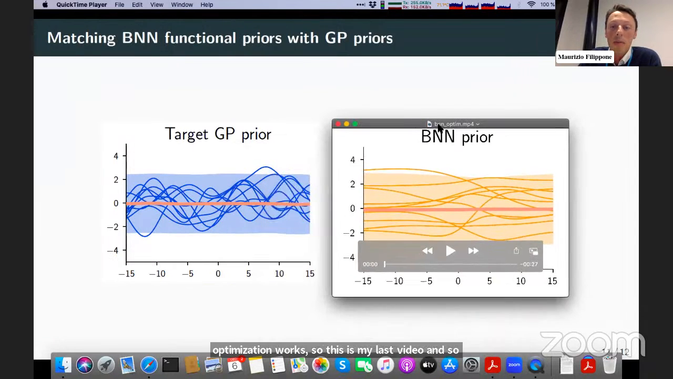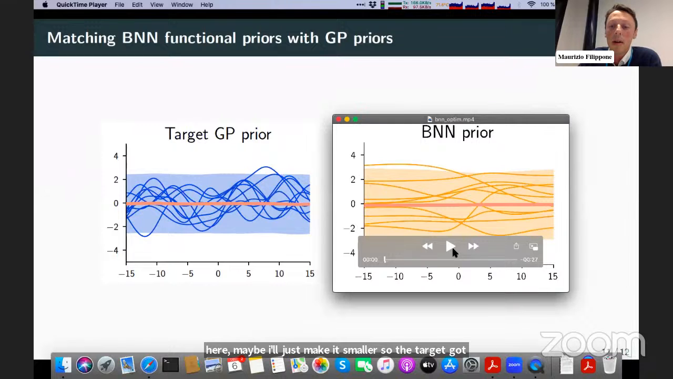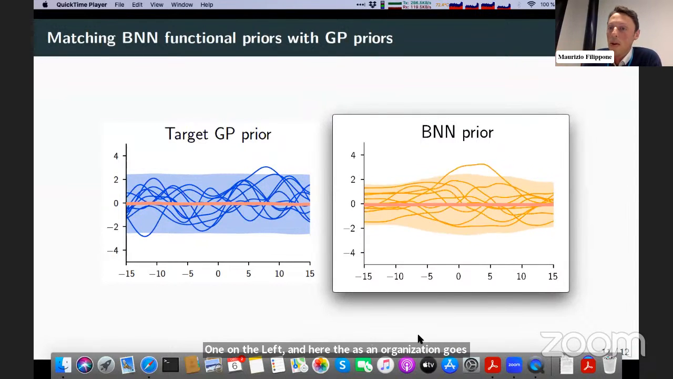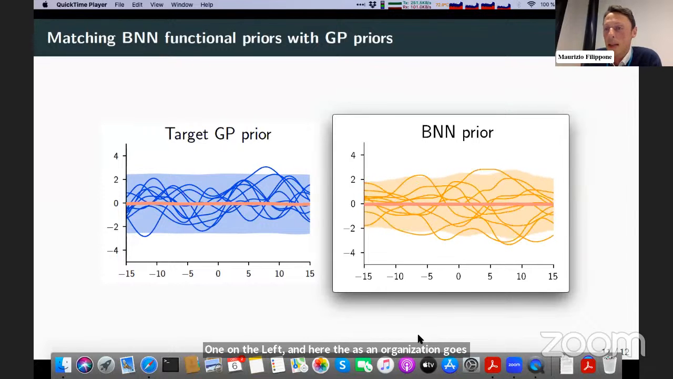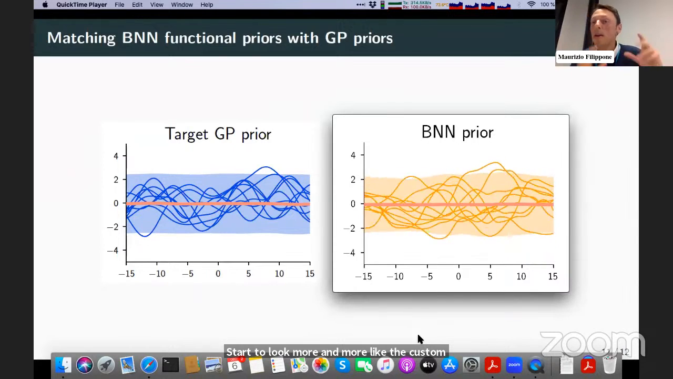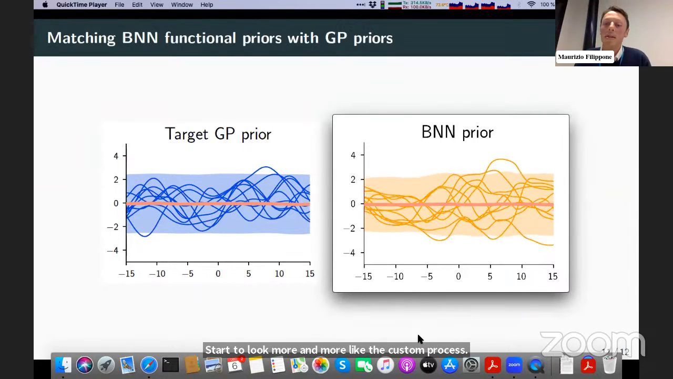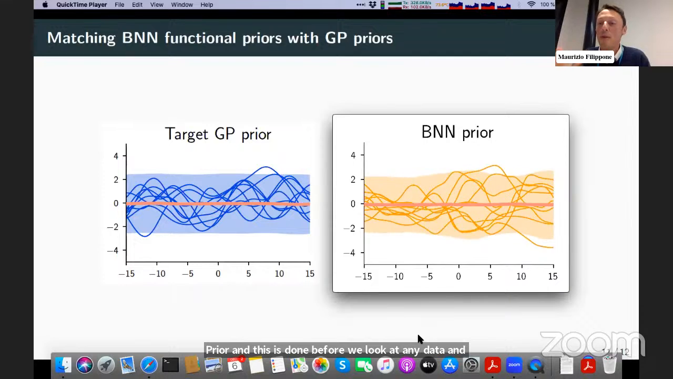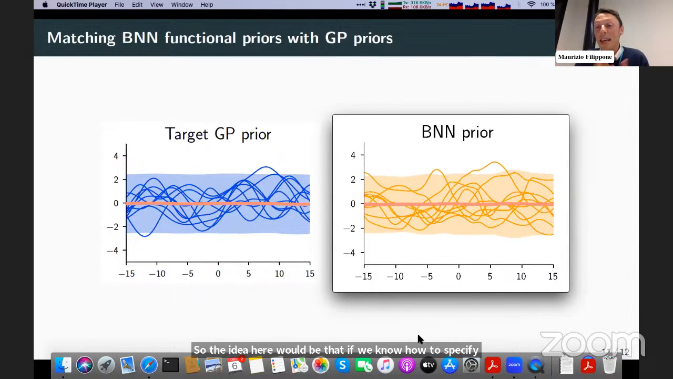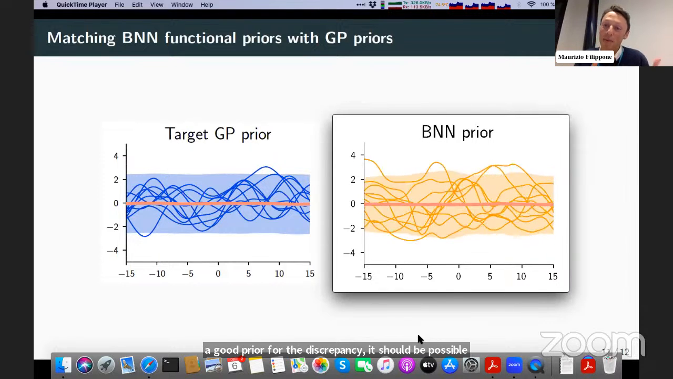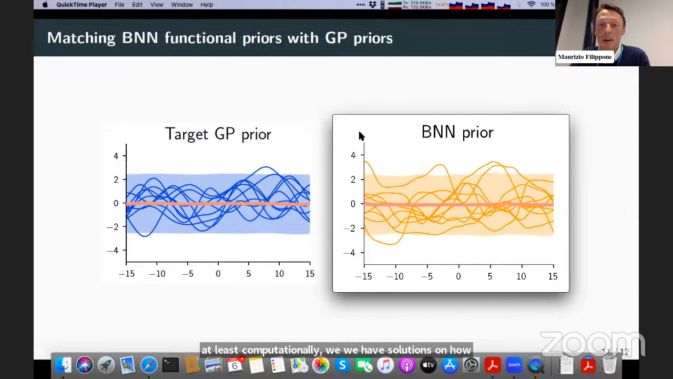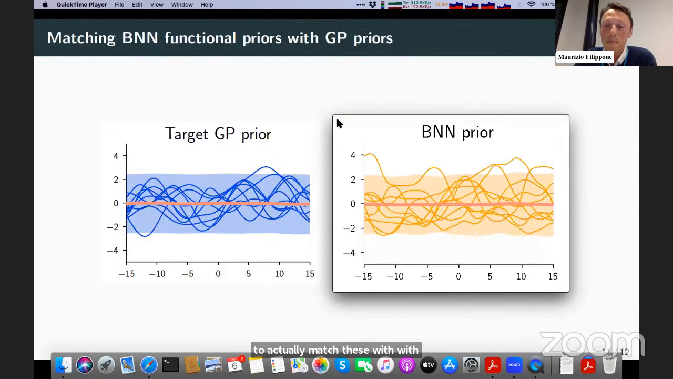So the target Gaussian process prior is the one on the left, and here, as the optimization goes along, the samples from the Bayesian neural network start to look more and more like the Gaussian process prior. And this is done before we look at any data. And then with this prior, we then do our analysis. So the idea here would be that if we know how to specify a good prior for the discrepancy, it should be possible, at least computationally, we have solutions on how to actually match these with our deep Gaussian process.